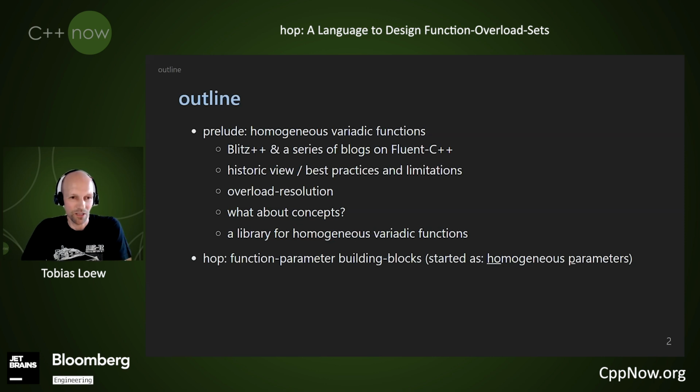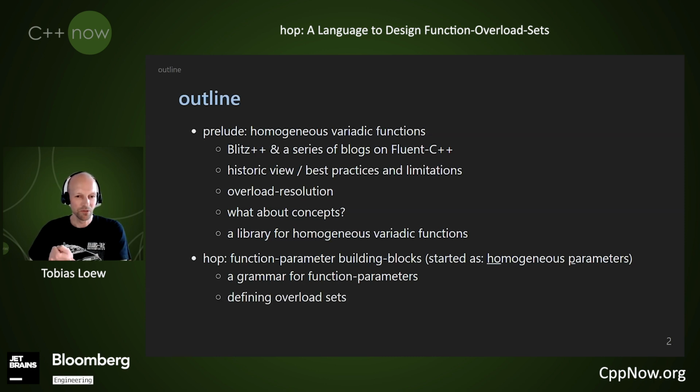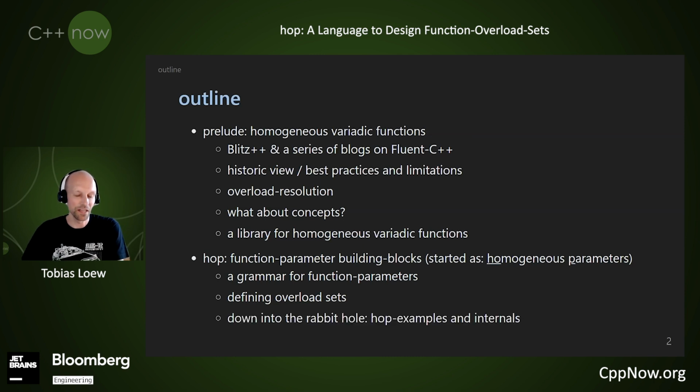In the second part of the talk, we'll look at the library Hop, which expands the library for homogeneous variadic functions by giving you a function parameter building block system. And we'll see how we can define overload sets from them. And at the end of the talk, we will go down into the rabbit hole. We'll see some examples of Hop and we'll look at the internals.